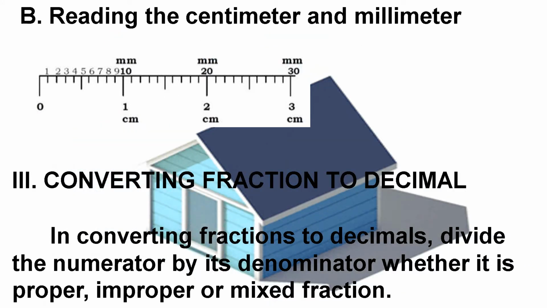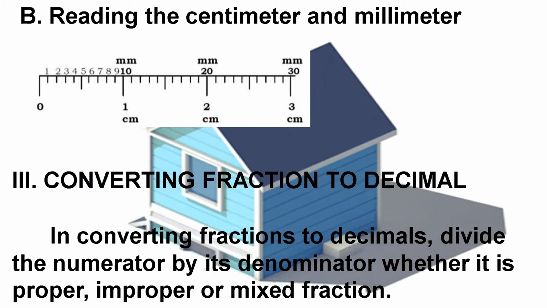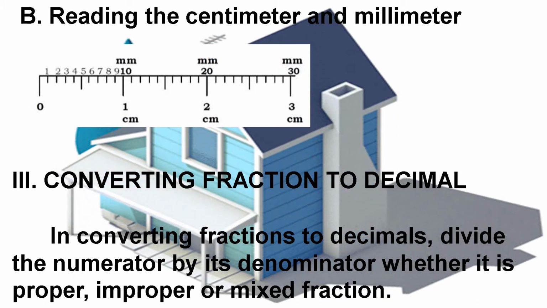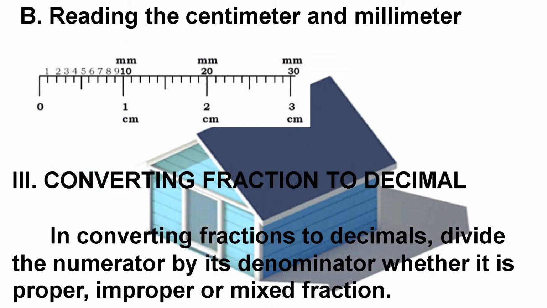Converting fraction to decimal. In converting fractions to decimals, divide the numerator by its denominator, whether it is a proper, improper, or mixed fraction.